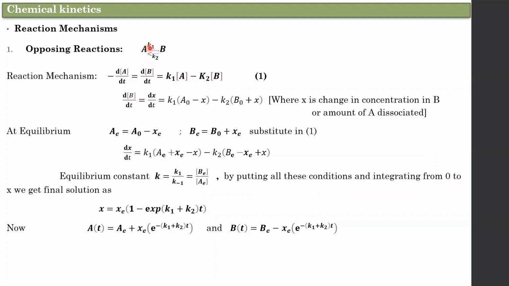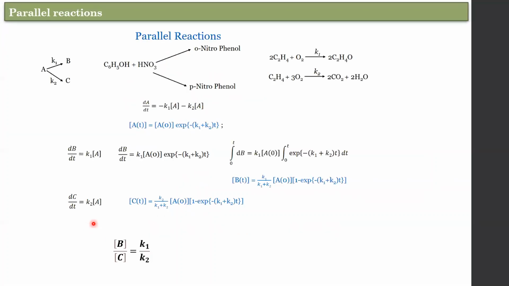You already know the criteria for writing the rates. This is k1 into A minus k2 into B. For the rate of change in concentration of B, dB/dt, we can write this, and with further calculation, the mechanism is followed and neatly written. You have to remember the final formulas for the reaction.